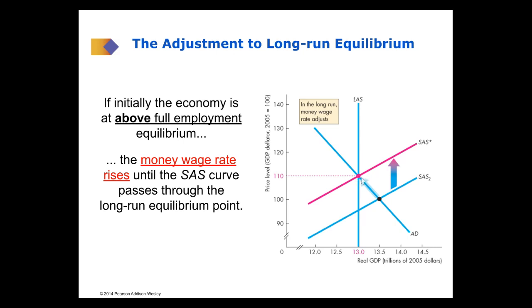And if we're out of that, if we're above full employment and above the potential GDP, well, the money wage rates are the adjustment mechanism, and the money wage rates rise, and they keep rising until we get back into the long-run macroeconomic equilibrium. And the two sloping curves intersect each other at the point of potential GDP.